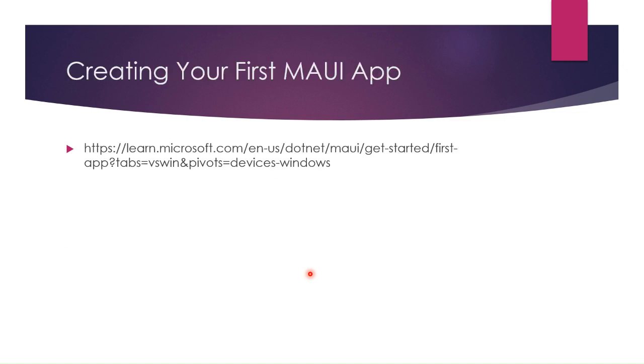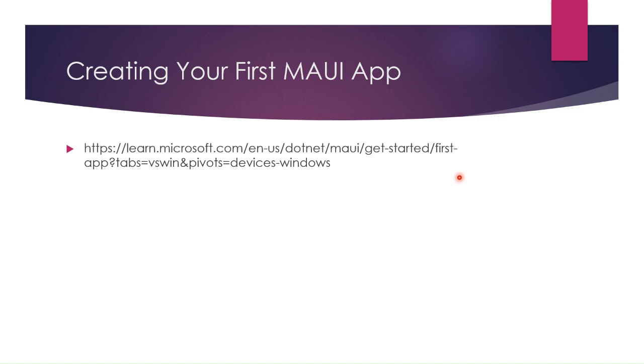So, to wrap up, MAUI in C Sharp is a game changer for cross-platform app development. Its benefits, including improved performance, responsive design, and the shared code base, make it an excellent choice for developers aiming to create SEO friendly applications. Therefore, to begin with, you can create your first MAUI application. You can refer to this Microsoft link, which has all the necessary documentation related to how you can get started with MAUI.